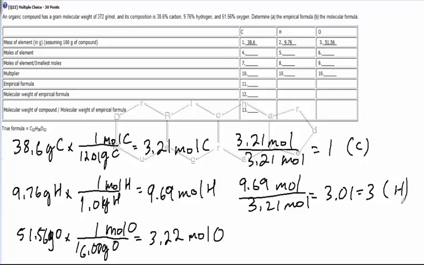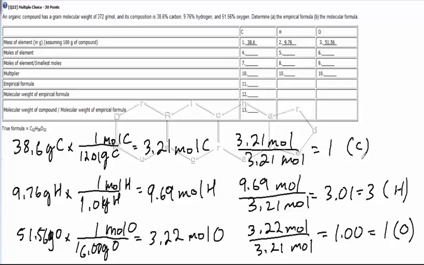That's for the hydrogens. And the next one is the oxygen. That's 3.22 moles divided by 3.21 moles, and that's going to be 1.00, which will also be 1. So that's for the oxygen. So you can see that the empirical formula here, for the ratio of C to H to O, is 1 to 3 to 1, so it's going to be CH3O.